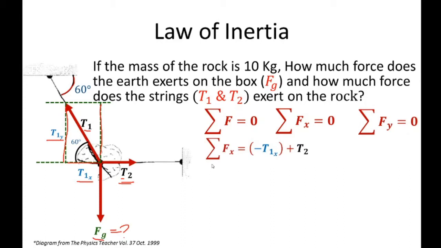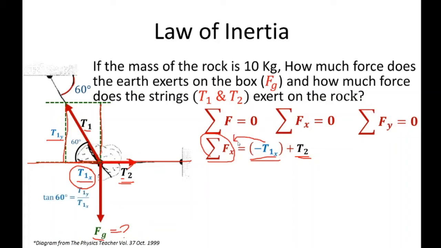So our summation of the forces in the x includes T1x and T2. Again, this one is our x component, or the horizontal axis, and that includes an actual force T2 and a component force of T1, which is T1x. And since this one is on the negative side of our x-axis, we have it here negative. Since this is equal to 0, we transfer this one to the other side. So we have an equation.